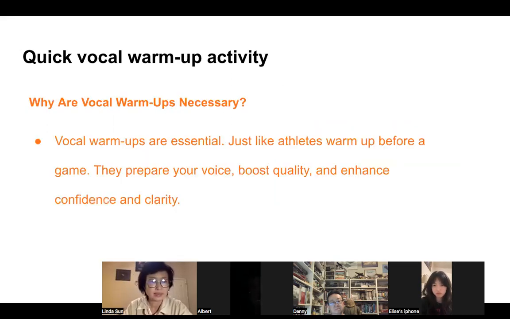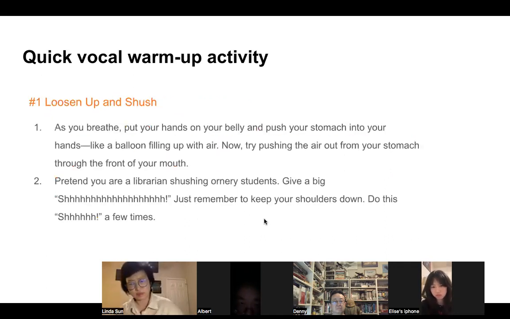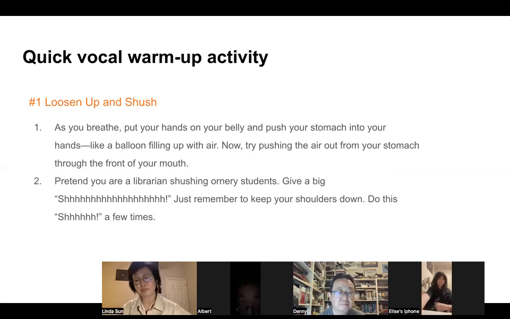Okay, and then next, we're going to do a few voice warm-ups, because the warm-up will help us to open our vocal cords, and boost up the quality of our voice. So let's see. First one, I will need you guys to follow me in this part, okay? The first one is called loosen up and shush. So we're going to practice breathing. Breathing is very important when we talk.